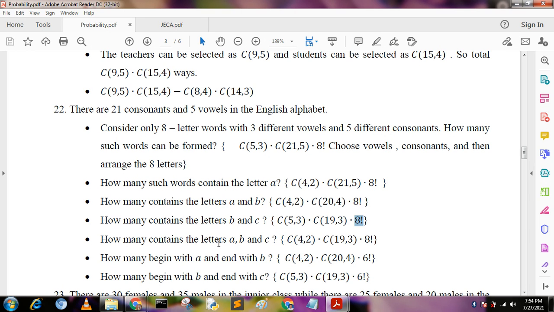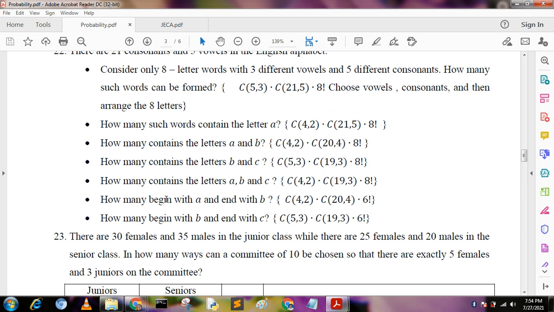Next question, how many contain the letters A, B, C? Here A is 1 vowel and B, C are 2 consonants, so the answer becomes C(4,2) into C(19,3) into 8 factorial. Next question, how many begin with the letter A and end with B? Letter A is a vowel and B is a consonant, so it is the same: C(4,2) into C(20,4). Since two letters are fixed, the remaining 6 are arranged in 6 factorial ways.